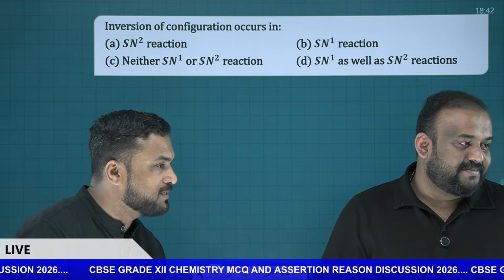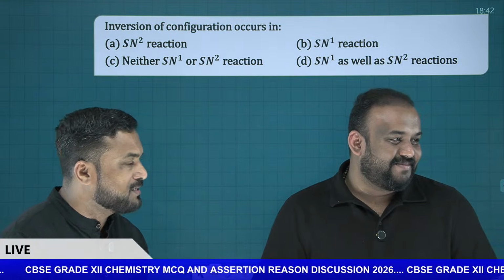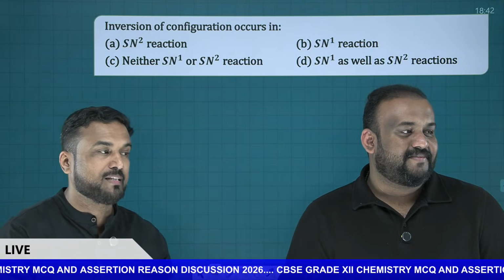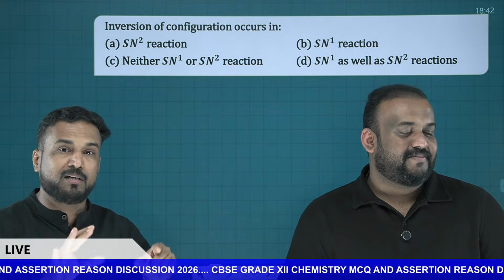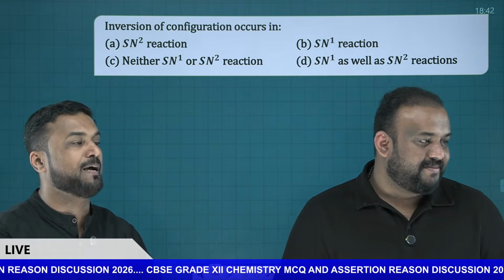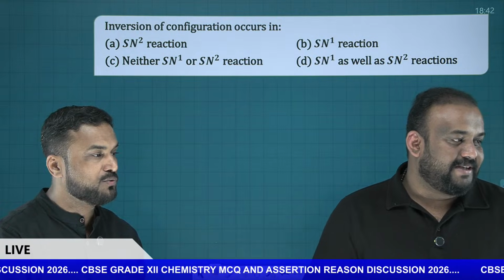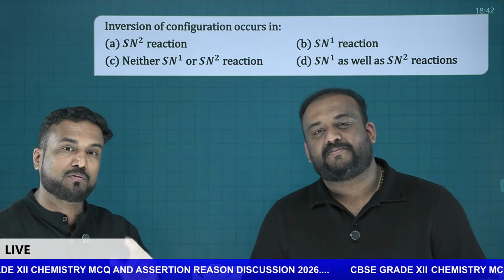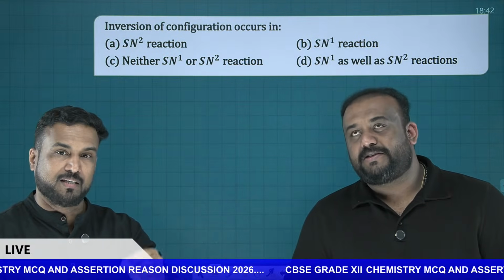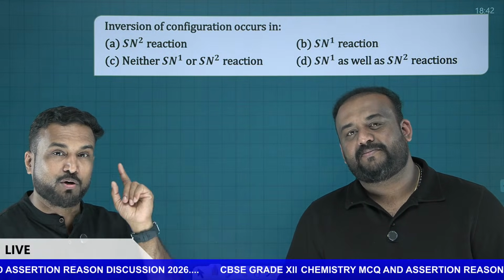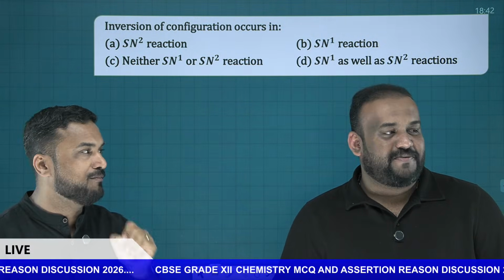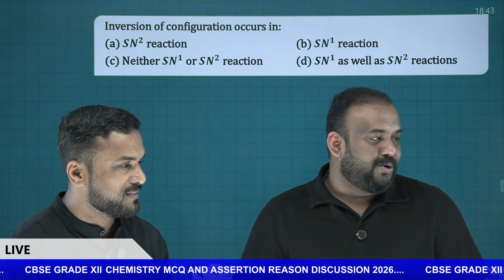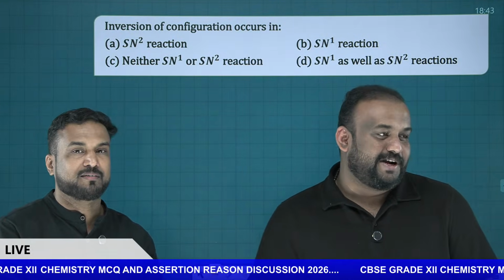If you are sending the correct one, but still there is some mistake. Okay, D, SN1 as well as SN2. You should not say it like that. Here, what the question meant is that only inversion of configuration happens. We know that in SN1 also, both inversion and retention take place. But the question meant only inversion happens. Sometimes this overthinking can lead to this kind of error.